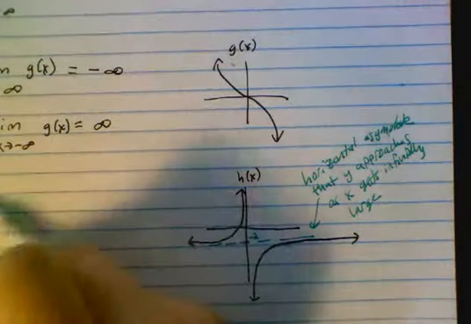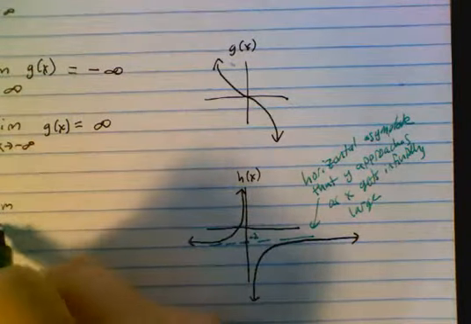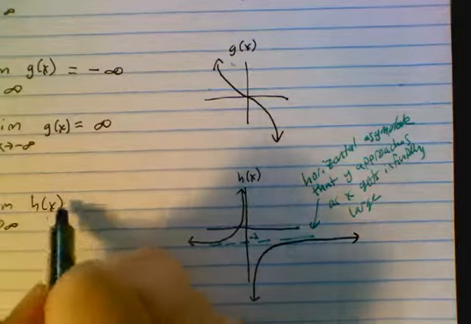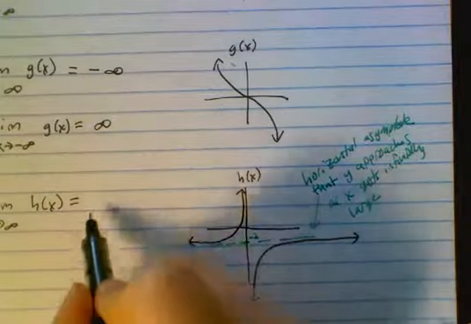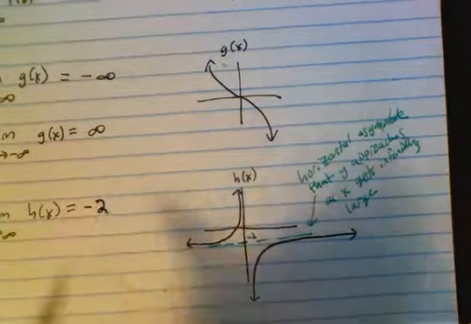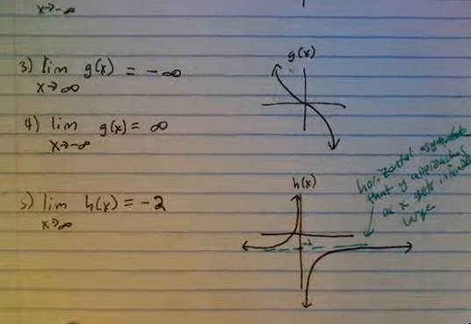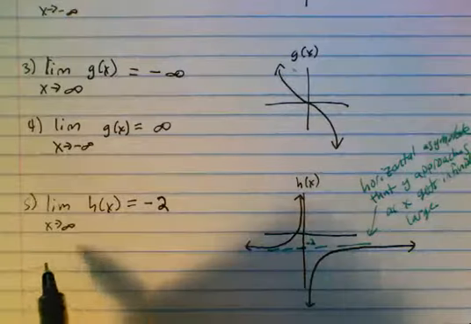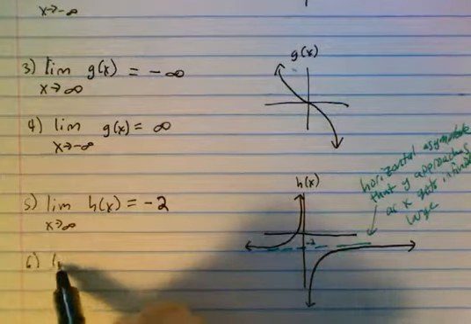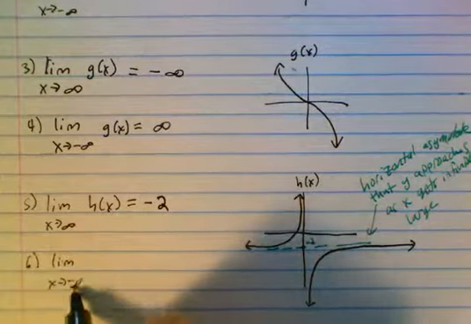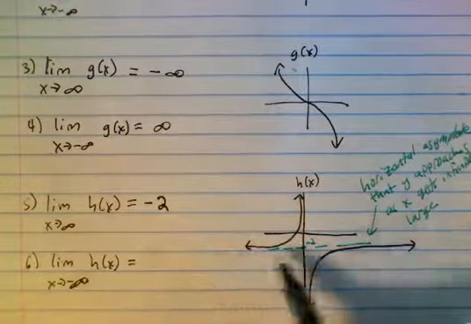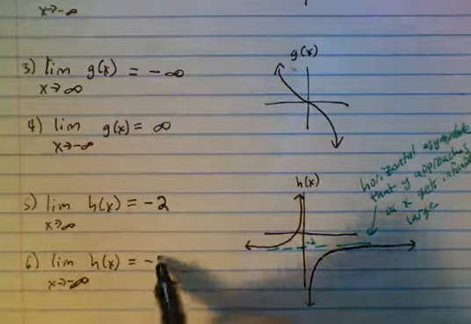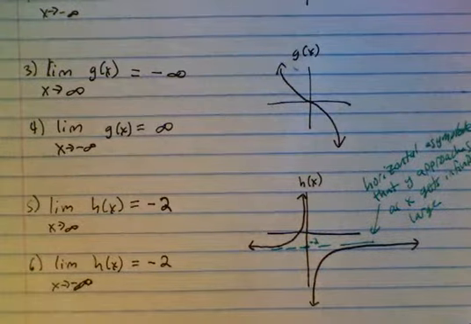So in that case, if we're asked for the limit as x approaches infinity of h of x, it's not positive or negative infinity because it's approaching this number, this -2. So that's just our limit. Likewise, in this case, the limit as x approaches negative infinity was also approaching this horizontal asymptote, -2. It doesn't have to be the same one, but in this case it happens to be.